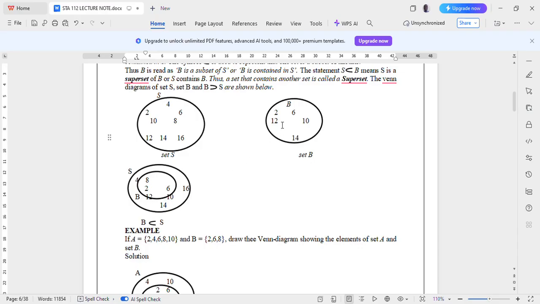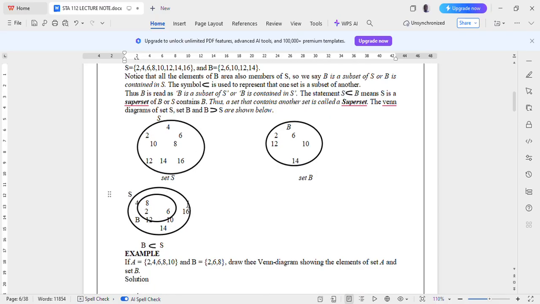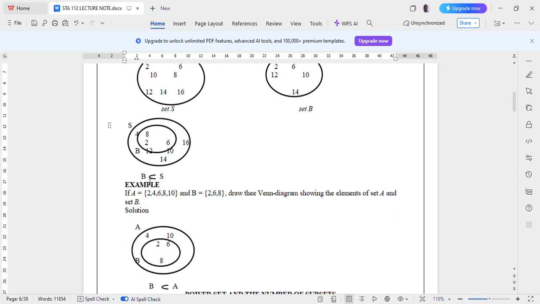Look at the ring for set B now. What are the elements we have there? We have 2, 6, 10, 12, and 14 in B, and the other one is set S containing the remaining ones, which are 4, 8, and 16. So we can say that B is a subset of S.